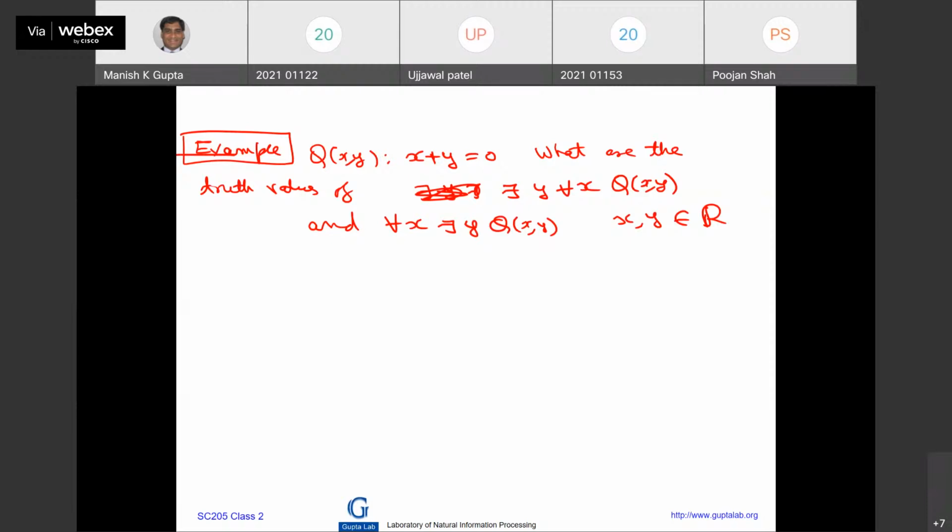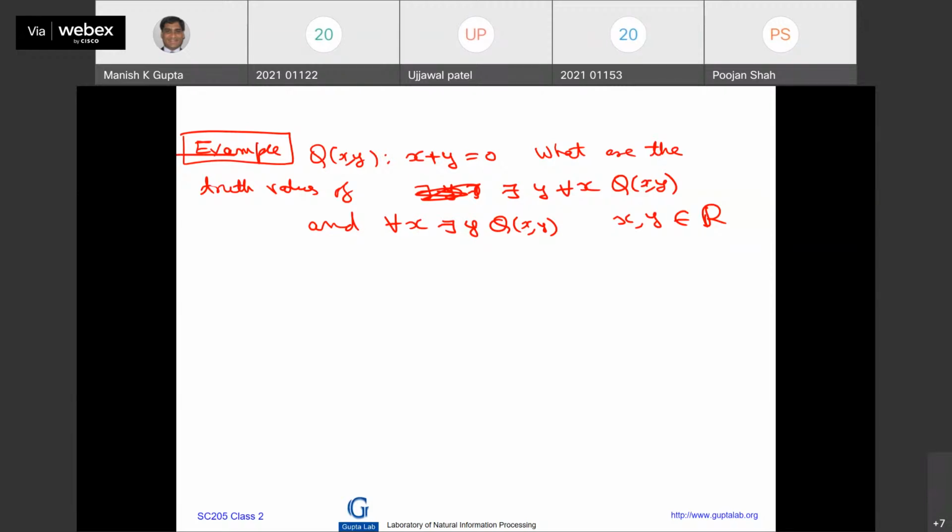So which one do you think is false? Which one is true? There are two quantifiers given to us. There exists y for every x, Q(x,y). This says there exists a real number y such that for every x, x plus y is equal to 0. The other says that for every real number x, there is a y such that x plus y is equal to 0. Which one is true? Which one is false? Second is true. Very good.